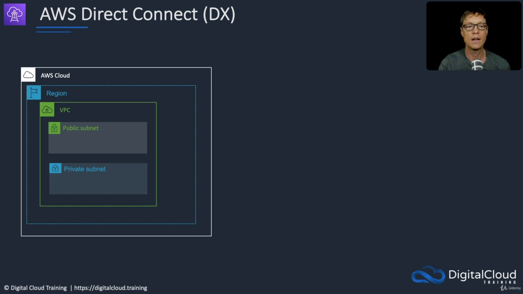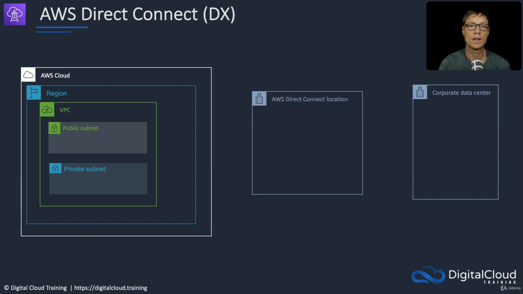So we have an AWS region with a VPC. And we've got a corporate data center, or it could be an office. And what we want to do is connect that corporate data center to AWS. Now to do so, we have to connect via what's called an AWS Direct Connect location. And these can be found in many cities around the world. So in the Direct Connect location, there's something called an AWS cage. And that's where AWS have their networking equipment.